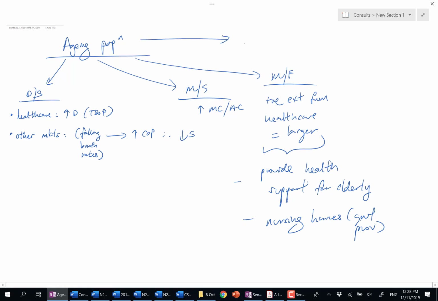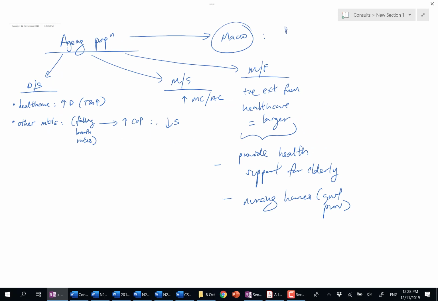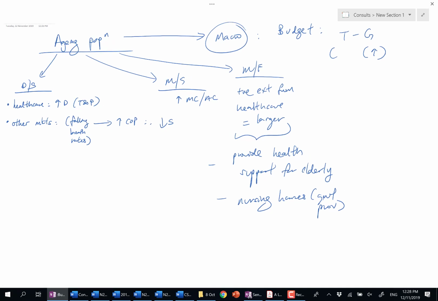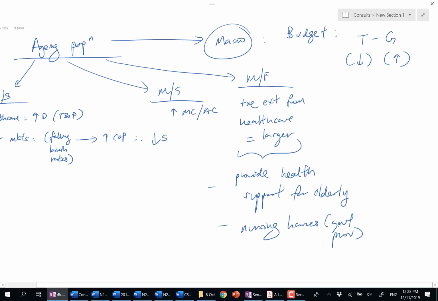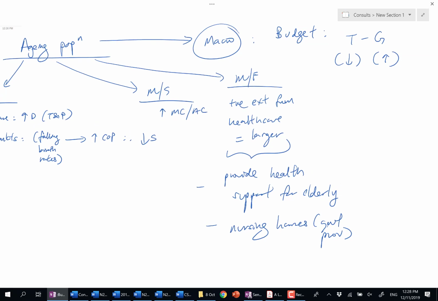Aging population, if you tie this to macroeconomics, I will say government budget is likely to take a hit because T minus G, your G is going to rise because you need more subsidies for the elderly. And then aging population, if you take this together with a falling birth rate, your tax base could also fall. You may say, oh, but we extended the retirement age. Yes, that's true. But if you look at the elderly taking on a less active role, the amount of taxes they pay is not very high also.